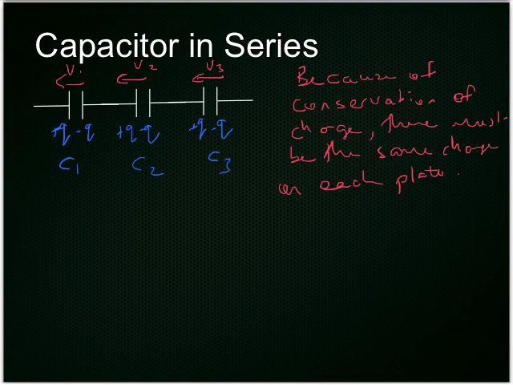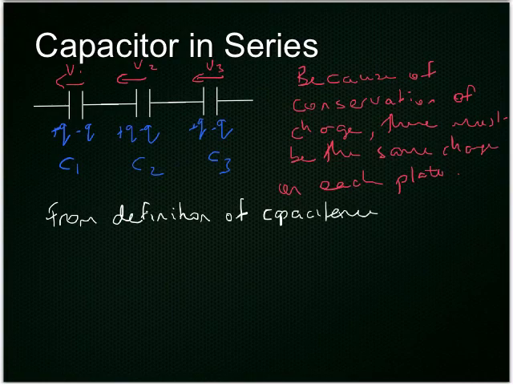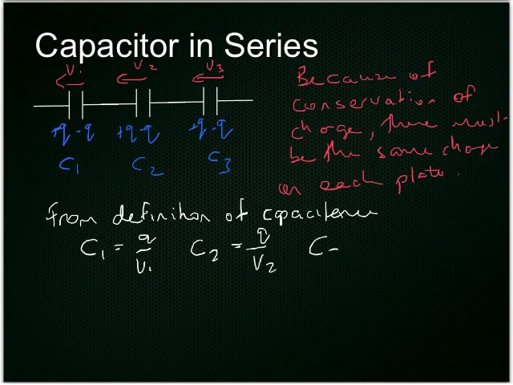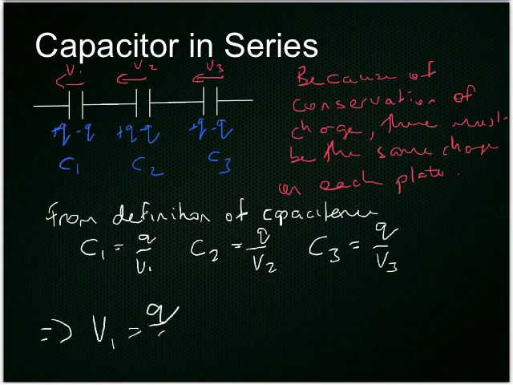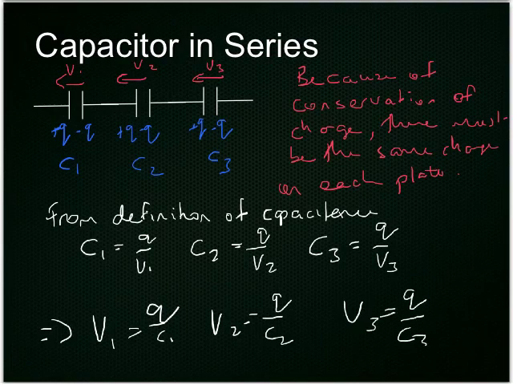Now if we said, well, from the definition of capacitance, C1 is equal to Q over V1. C2 is equal to Q over V2. Remember, Q is going to be the same for each. And C3 is equal to Q over V3. So rearranging for V's, V1 equals Q over C1, V2 equals Q over C2, and V3 equals Q over C3.